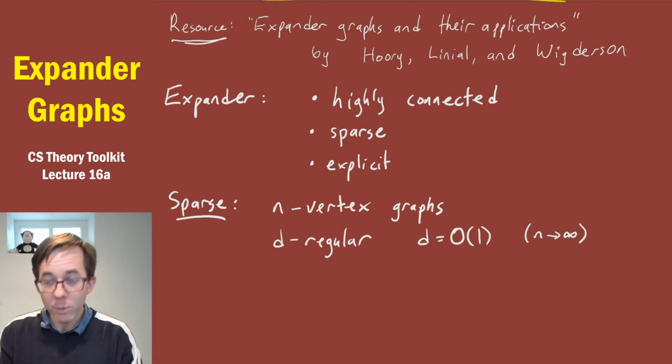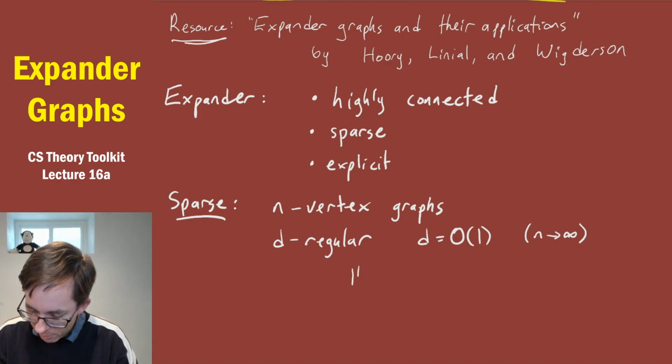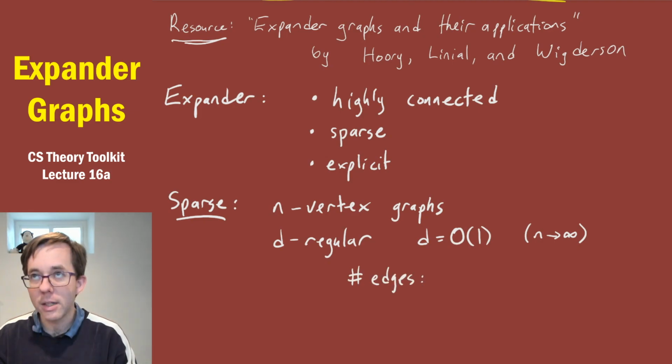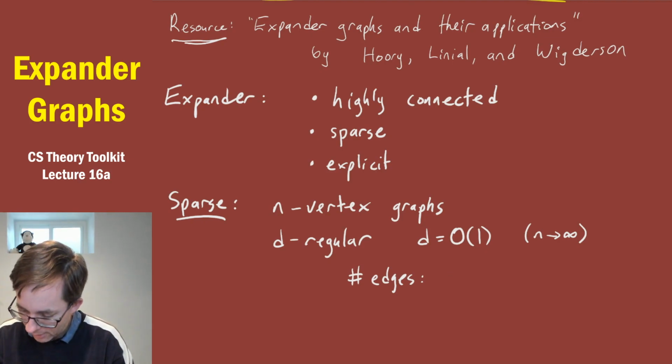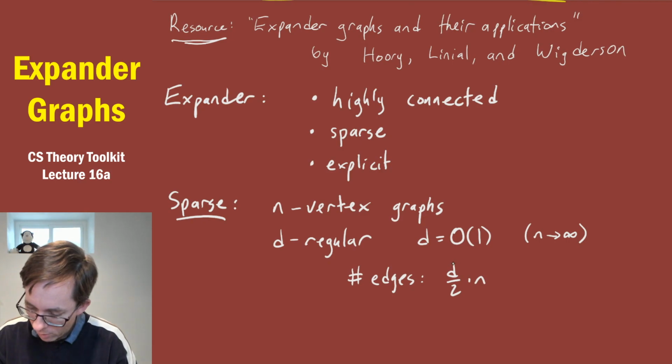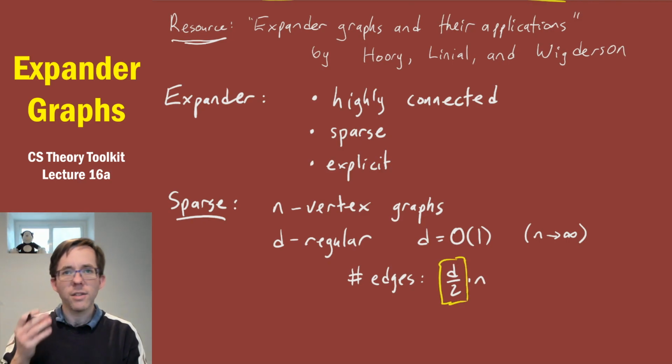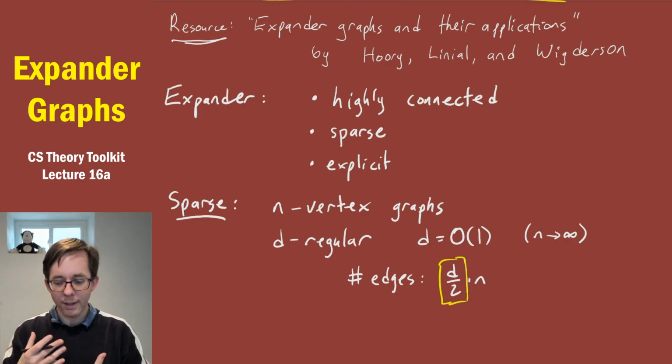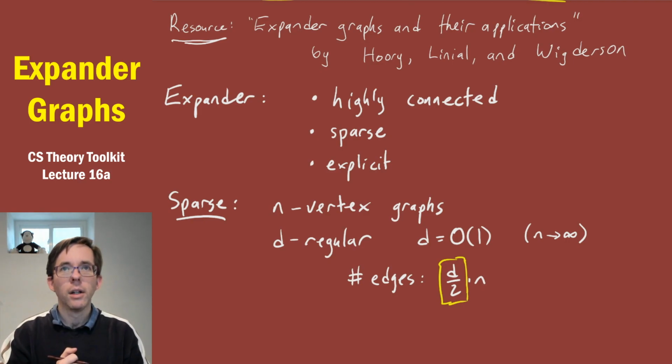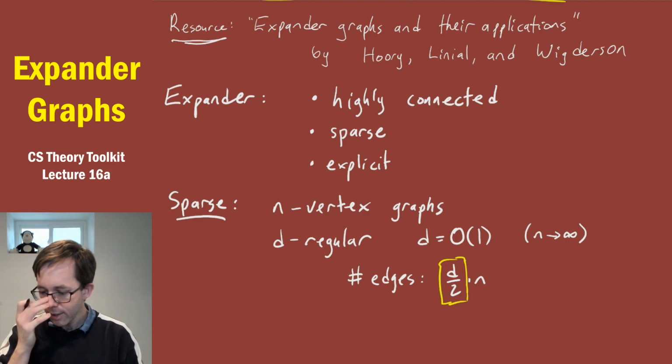So in particular, if you have a d-regular n-vertex graph, it means the number of edges is d times n over 2. Let me write it like this, d over 2 times n. So what it means is if you have an n-vertex graph, the number of edges is a fixed constant, d over 2, times n. As I said before, we think of these as graphs with a linear number of edges. Okay, so that's sparse.